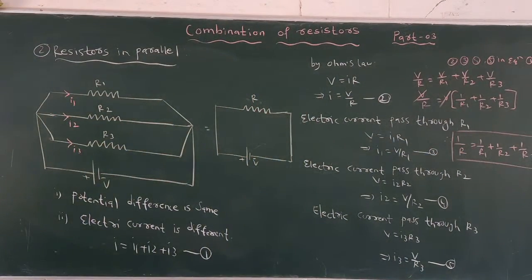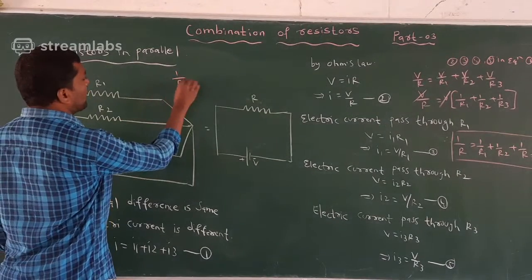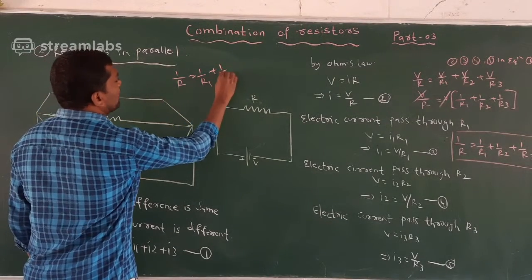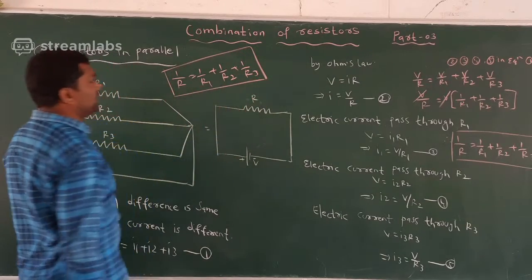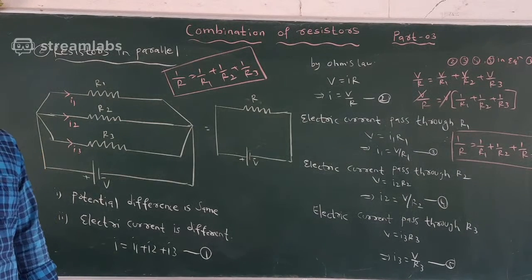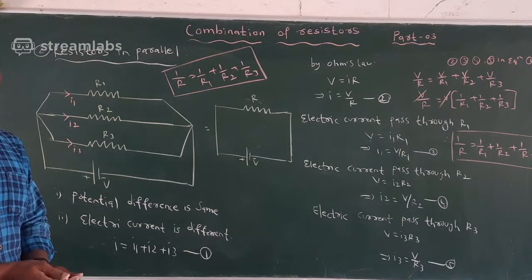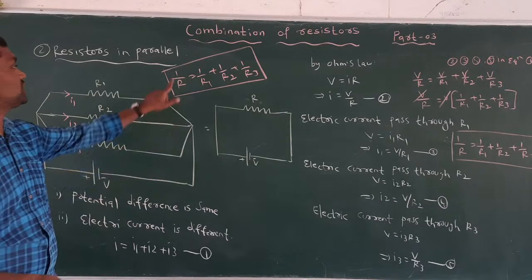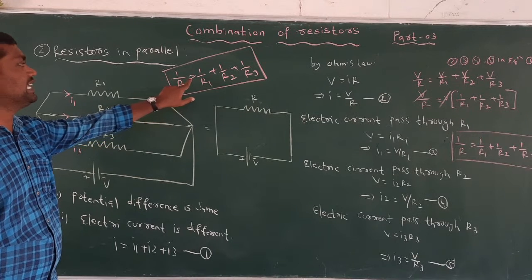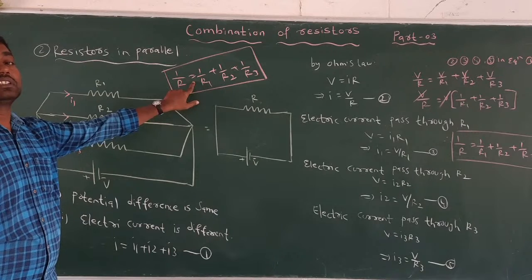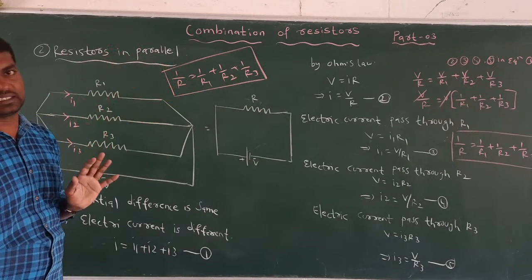This means the total resistance when the three resistors are in parallel combination. So I can write this equation once again: 1 by R is equal to 1 by R1 plus 1 by R2 plus 1 by R3. This is the final equation of resistance when three resistors are connected in parallel combination. The inverse of the effective resistance in parallel combination is equal to the sum of the reciprocals of the individual resistances.